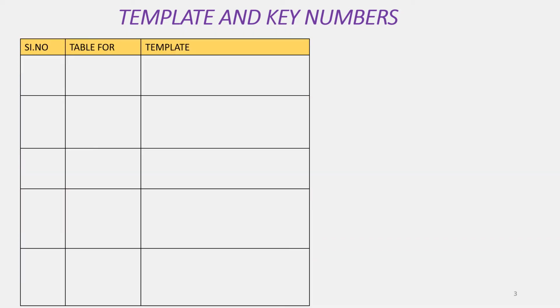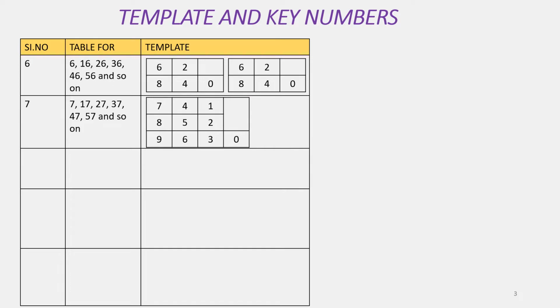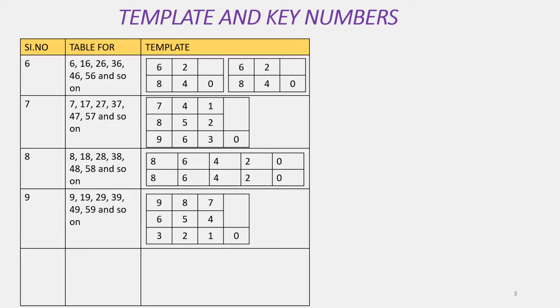Now we will see the template for table n with number 6, and the template for table n with number 7 will be like this. Template for table n with 8 will be like this. Template for table n with 9 will be like this.